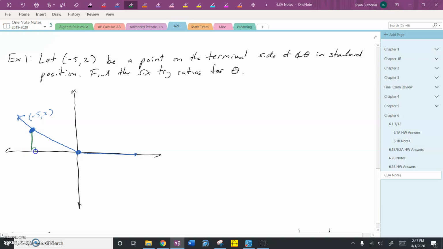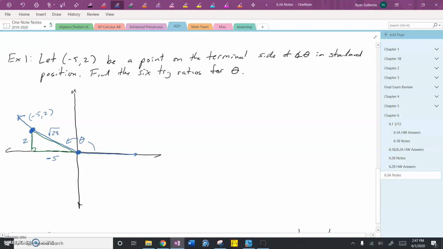Now I'm just going to build my right triangle here. Now, this is theta, but we use this triangle to find the values for theta. Even though this angle isn't theta here, we can use that triangle we've built to find the trig functions of theta. So I have the x value is negative 5, and we got to keep that negative there. The y value is 2. And then we have the hypotenuse. If I were to do Pythagorean theorem, you would have square root of 29.